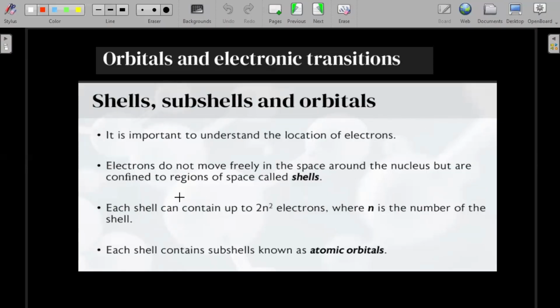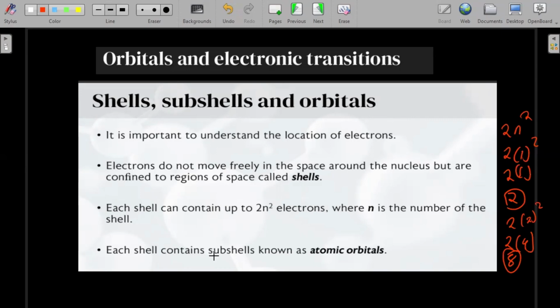Okay, so now each shell can contain up to 2n² electrons. For the first energy level, you put 1 there to the power 2, that is 2 times 1, which is 2. So in the first energy level, we are going to have 2 electrons. In the second one, we have 2 times 2 squared, so 2 times 4, which is 8. So in the next energy level, we are going to find 8 electrons.